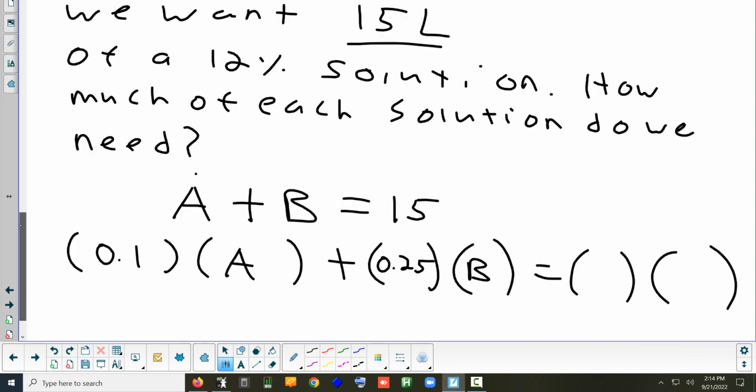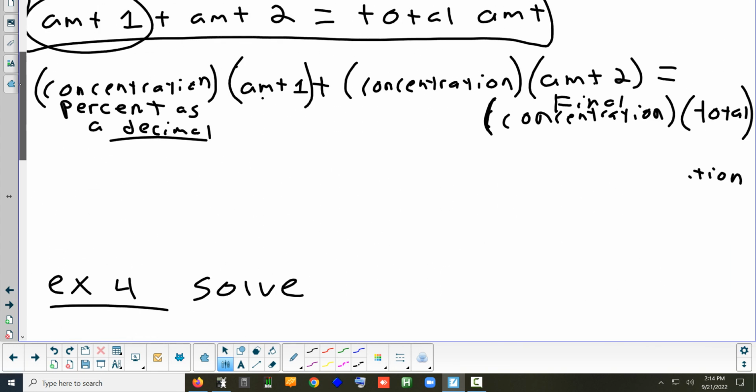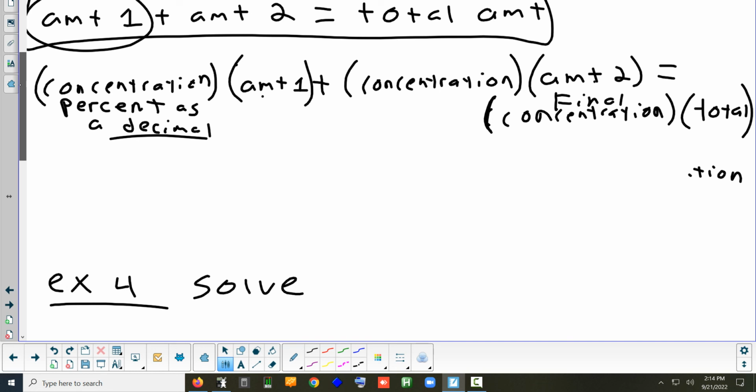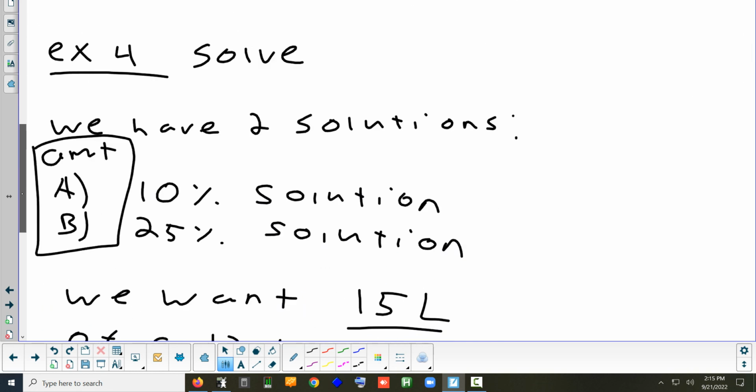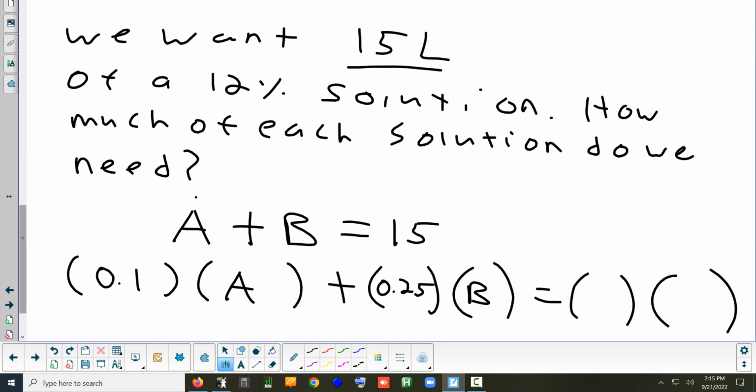Now on the right side, it's the final concentration times the final amount. What's the final concentration they want me to get here? Yep. 12. And how would you write that? 0.12. Yep, 0.12. That's the final concentration. And the final amount that they want me to get is 15 liters.